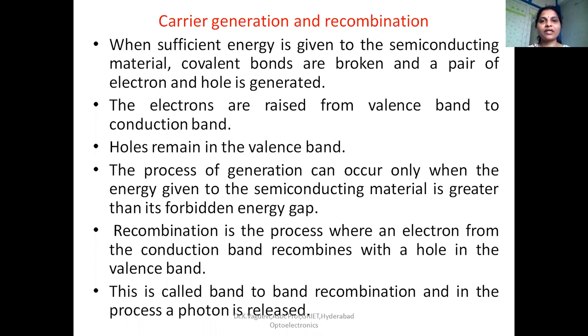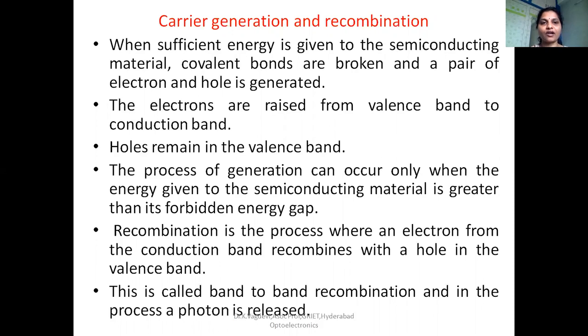So it can be considered a common point in all the types of semiconductors. When sufficient energy is given to the semiconducting material, covalent bonds are broken and a pair of electron and hole is generated. These concepts we have already discussed in the second unit under the topic of semiconductors, like what happens when energy is given to a semiconducting material.